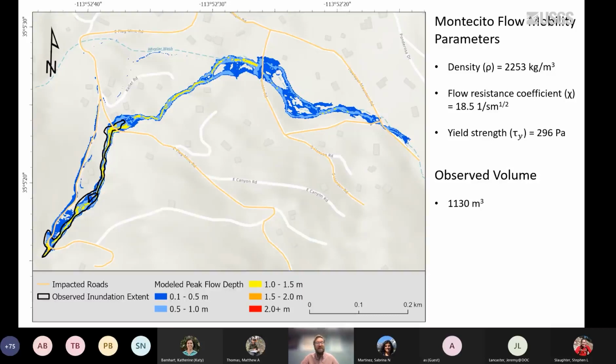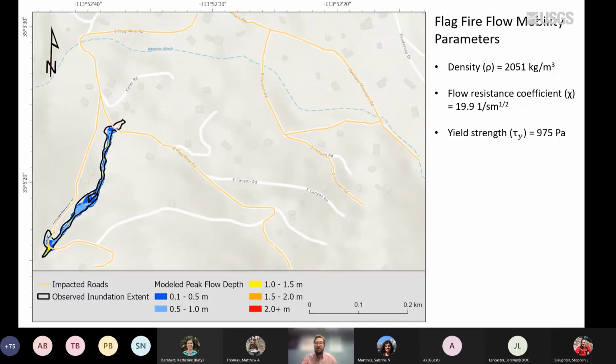But this output to me suggests that the debris flows at Montecito were more mobile than what we observed at the Flag Fire. And so if this is the case, we would expect to see differences in the parameters calibrated for the Flag Fire as opposed to those calibrated for the Montecito debris flows. Applying the Montecito parameters, just reinforcing the fact that it did not perform well, the similarity index was about negative 0.73. But what we did is we calibrated the model to the extent of inundation at the Flag Fire using the observed volume and the method that I outlined earlier. And we did, in fact, find that you can generate a better fit between observed extent of inundation and the modeled extent of inundation if you calibrate specifically for this site using the observed input volume.